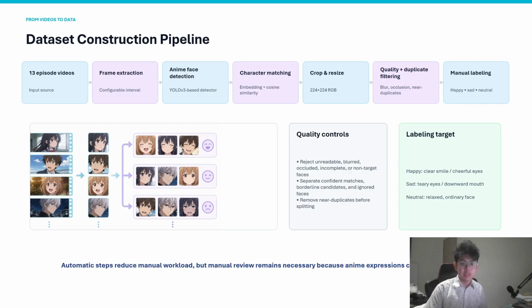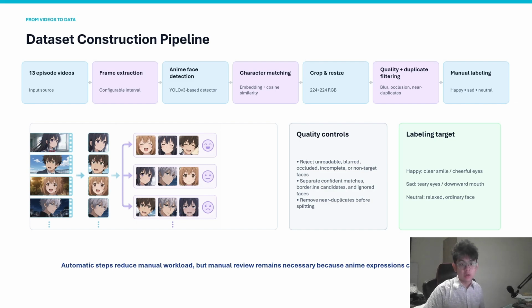Next, the character matching is performed. This step checks whether the detected face belongs to Kaoruko Kawaguri or not. The matching uses image embeddings and cosine similarity. If the face confidently matches the character Kaoruko, it will be kept as a candidate. If it does not match, it will be ignored. Borderline cases can be referred for manual review.